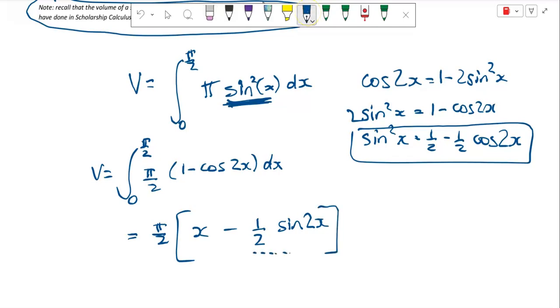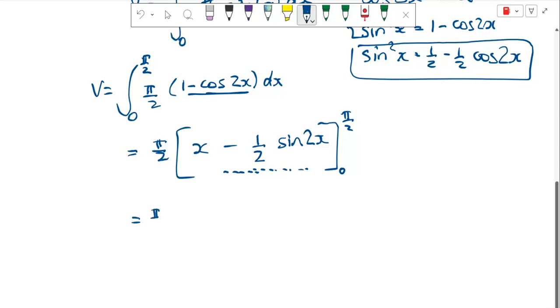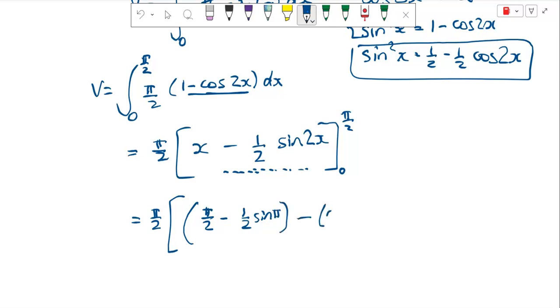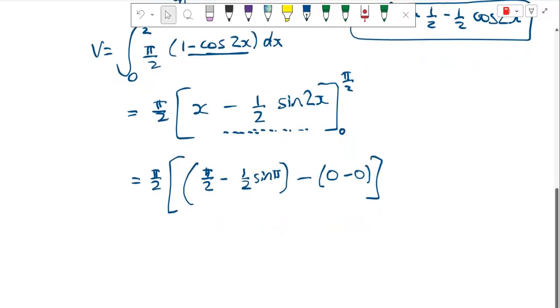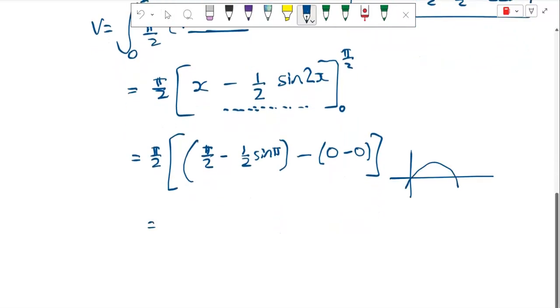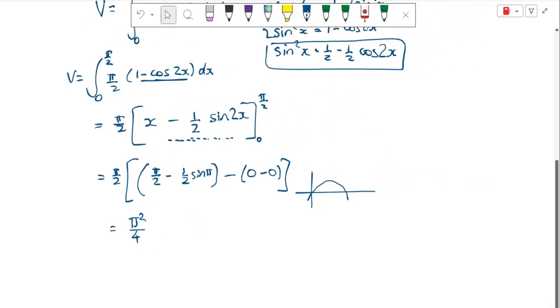So just quickly in your brain, let's differentiate negative a half sine of 2x and check that we get back to negative cos of 2x. It's very, very easy to make errors with your negative signs and with the coefficients in integration. But that looks good. So off we go and do our substitutions. So it's pi on 2. Substituting in here, we get pi on 2 minus a half sine of pi minus 0 minus 0. Now sine of pi is 0, so this whole thing works out to be pi squared on 4. Next up, we have to integrate m, which is slightly harder.